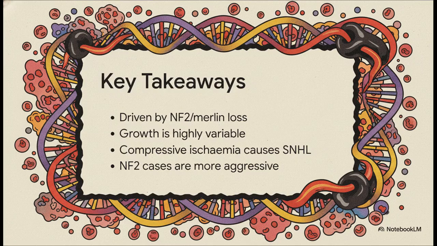As we wrap up this explainer, I want you to keep these core clinical principles front and center. Vestibular schwannoma is universally driven by NF2 gene and merlin loss. Growth is highly variable. Remember, roughly half of all cases may never actually require intervention. Compressive cochlear ischemia is what drives that asymmetric sensorineural hearing loss pattern. And finally, those NF2-associated cases consistently behave far more aggressively.